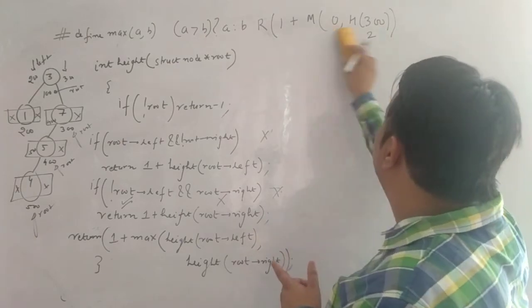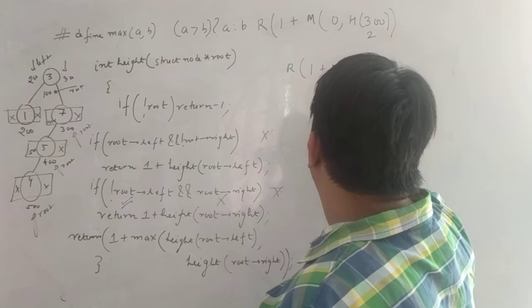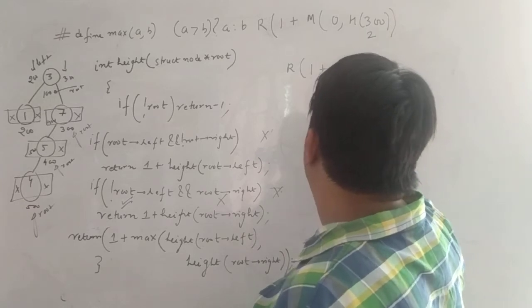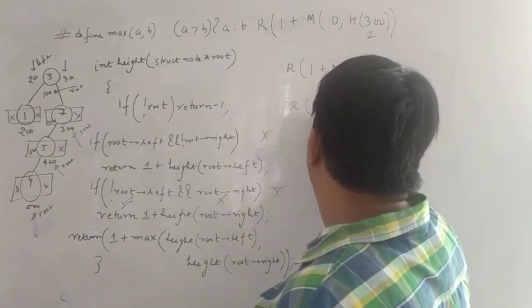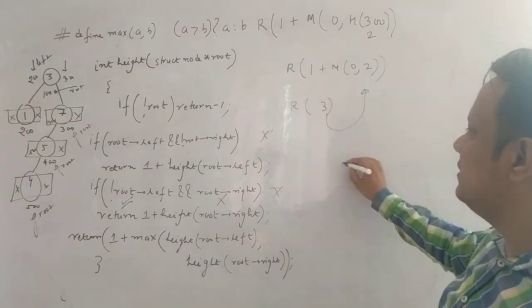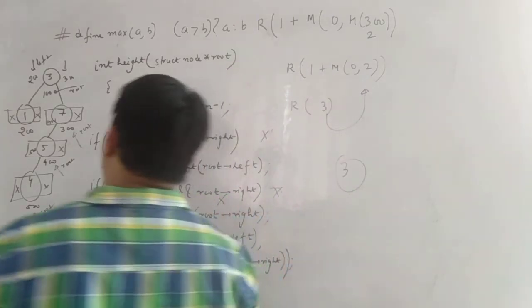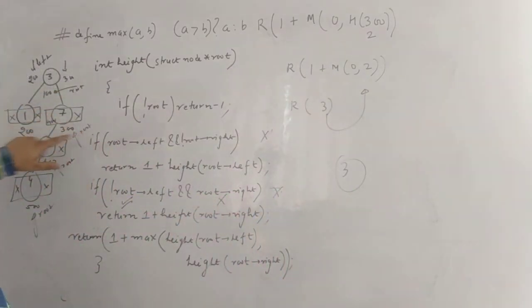Now return 1 plus max. Its final return statement becomes 1 plus max(0, 2). So this will return what? 2. So it is returned 3. This gets returned to your main tree. The answer is height of this tree is 3. Right? 0, 1, 2, 3.